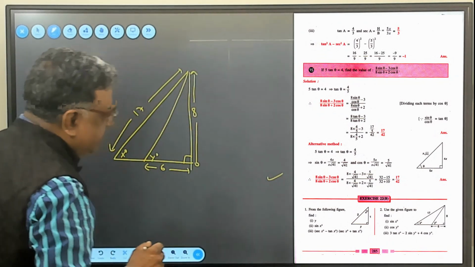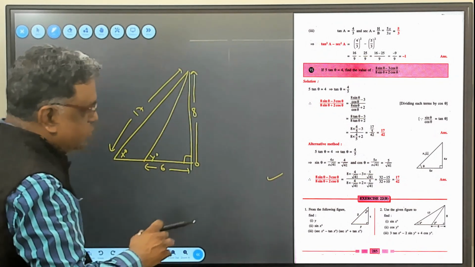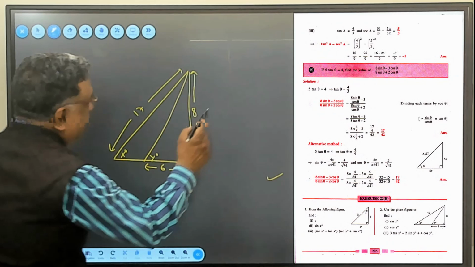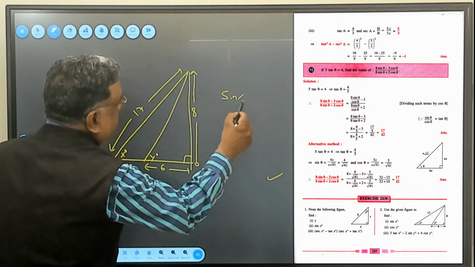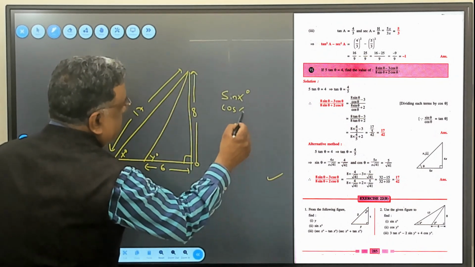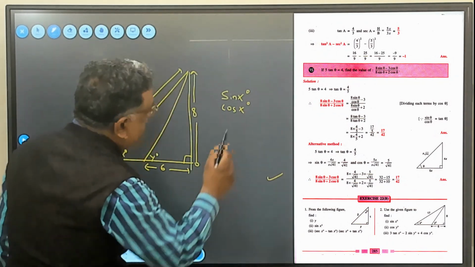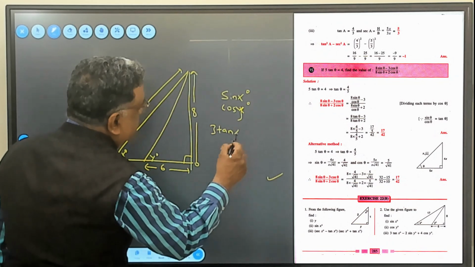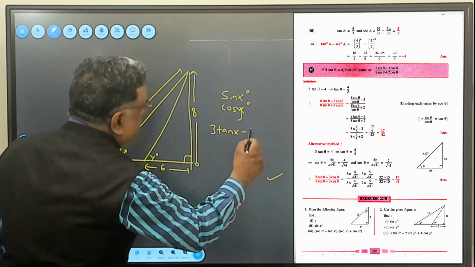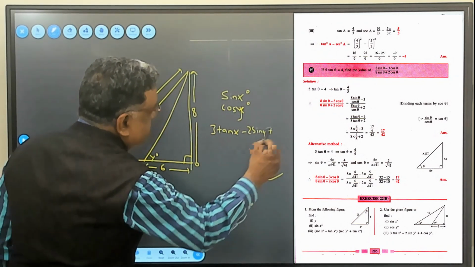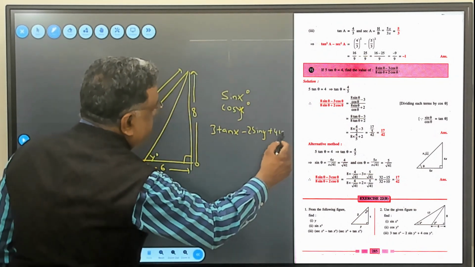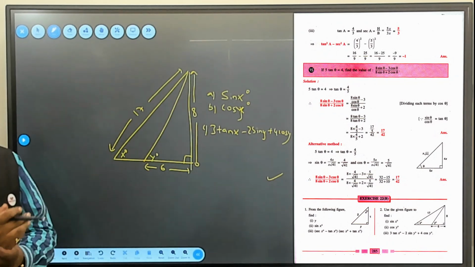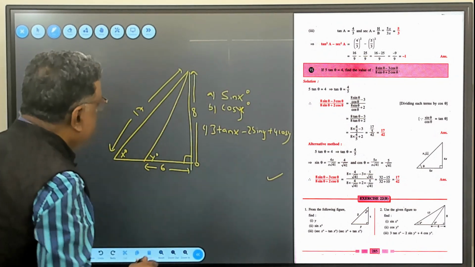So we are supposed to find sin x, cos y, 3 tan x minus 2 sin y plus 4 cos y. So let us first try to find, we are asked to find sin x, cos y, 3 tan x minus 2 sin y plus 4 cos y. So these are the three things that we are supposed to find out. So let's see how we do it.